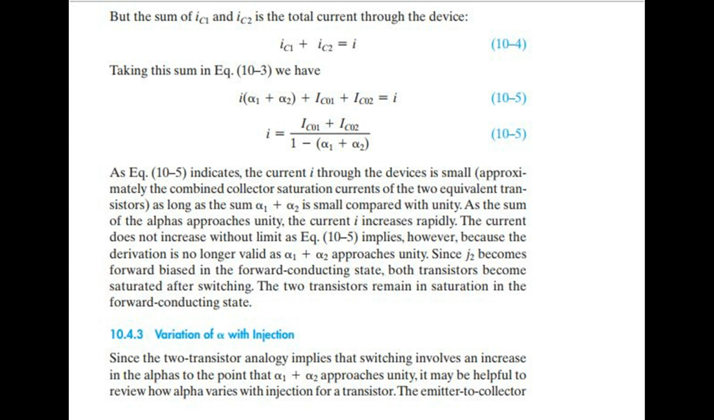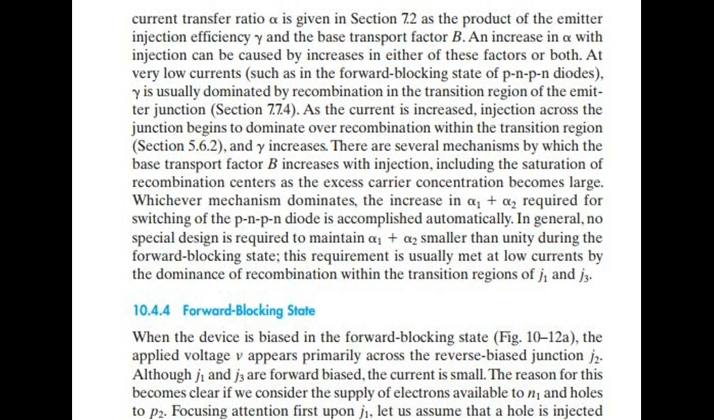Variation of α with injection. Since the two-transistor analogy implies that switching involves an increase in the alphas to the point that α1 plus α2 approaches unity, it may be helpful to review how alpha varies with injection for a transistor. The emitter to collector current transfer ratio αN is given in section 7.2 as the product of the emitter injection efficiency γ and the base transport factor B. An increase in αN with injection can be caused by increases in either of these factors or both.